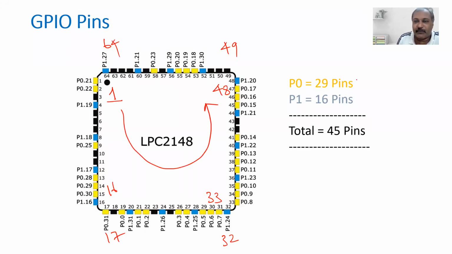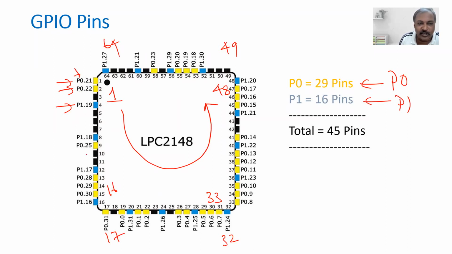All the pins that are marked in this yellow color are port 0. All the ones that are marked in blue color are port 1. So this is a port 0 pin. This is a port 1 pin. So pin number 1, how should you read? All the designations that are internal to the IC are pin numbers. The ones that are reflected on the outside are the port numbers, which means pin number 1 is port 0.21. Pin number 2 is port 0.22.